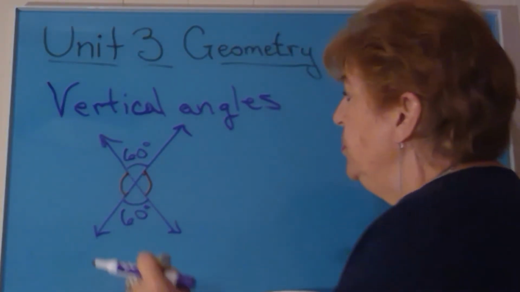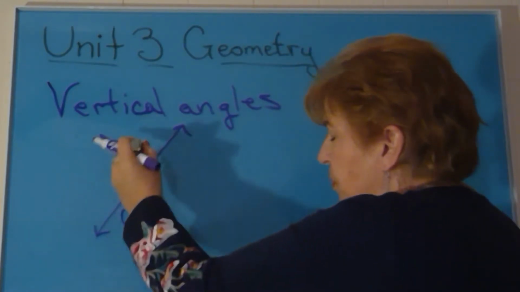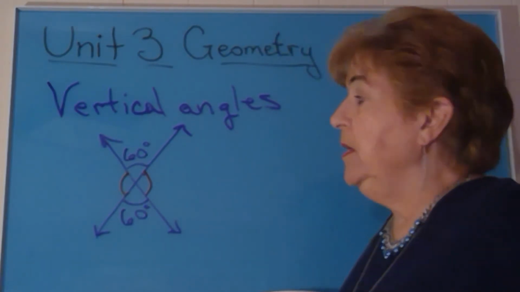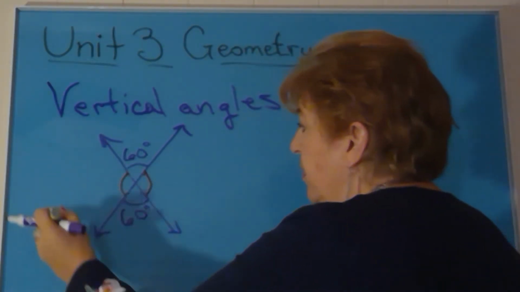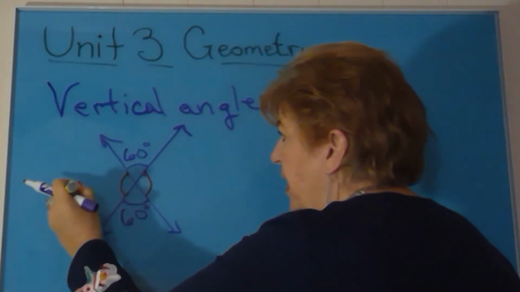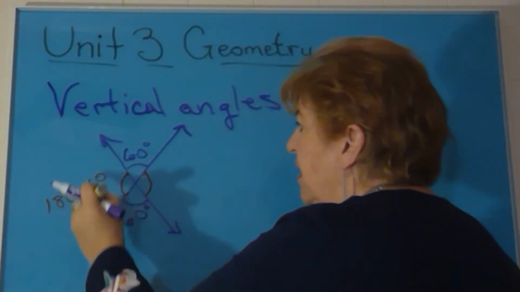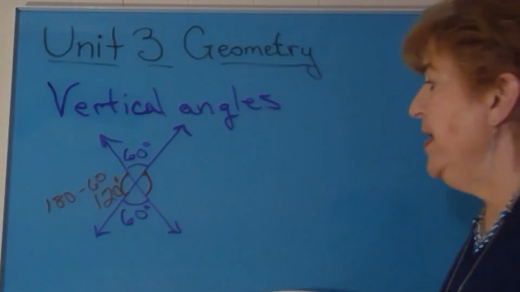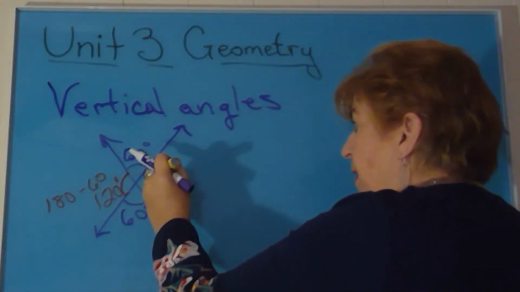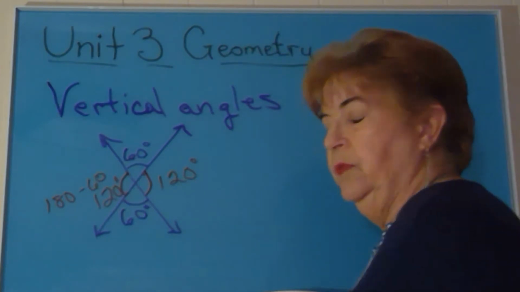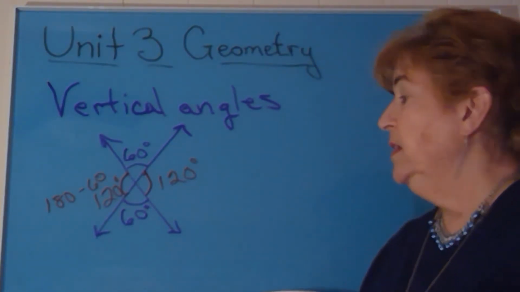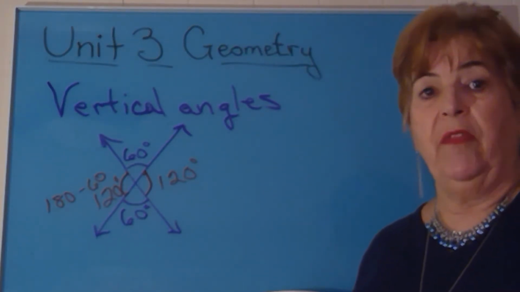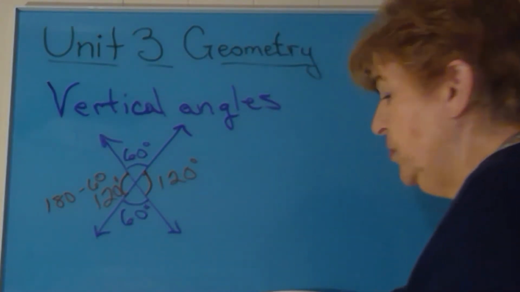To find their measures, I've told you that two angles on a straight line are supplementary, which means they add up to 180 degrees. So to find this angle, I would simply take 180 and subtract 60. That gives me 120 degrees. For that angle, the angle vertical to that would also be 120 degrees. So in a diagram like this, you only need to be given one angle and you should be able to find the other angles. So those are vertical angles.